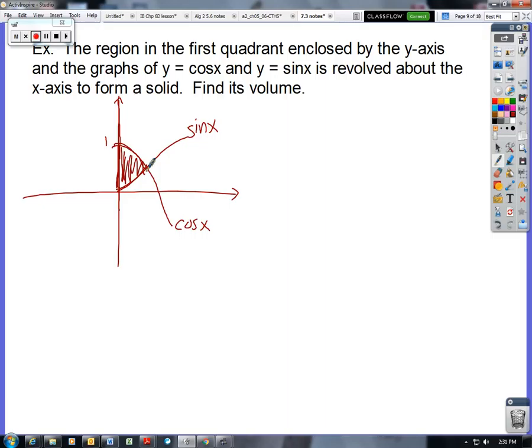And it's going to be revolved about the x-axis. So here's the x-axis to form a solid. And when you're doing these, I highly recommend that you reflect this shape, in this case, over the x-axis. So this is going to go down, and then this will be something like that. And it's important to be able to visualize these.